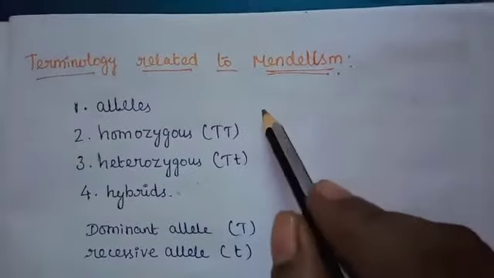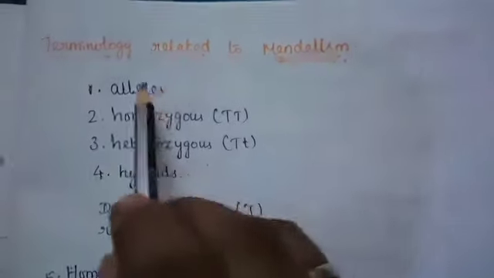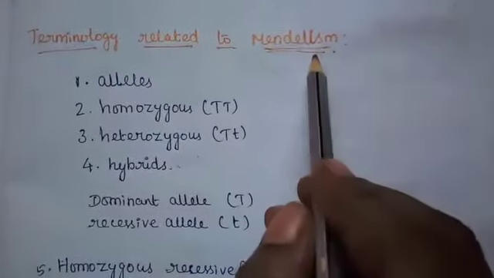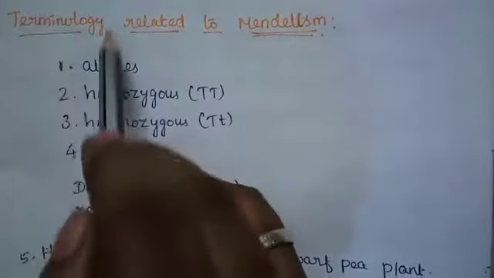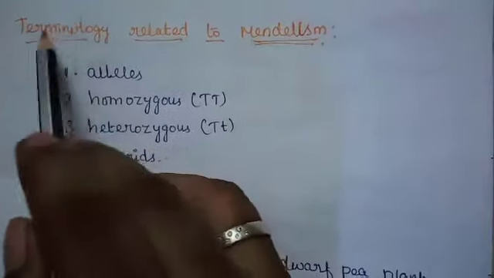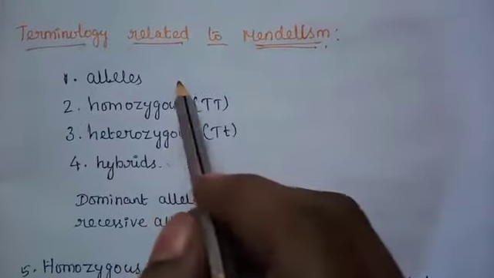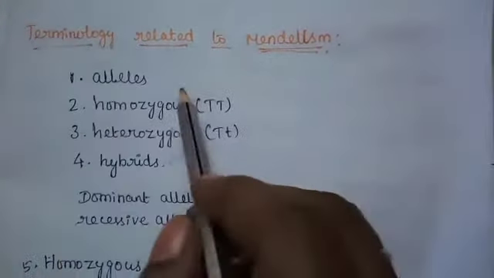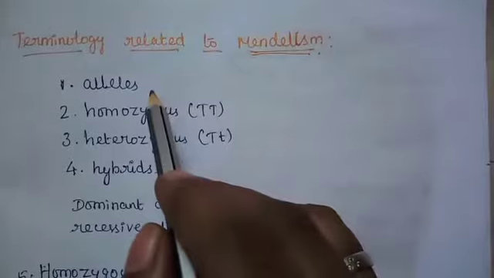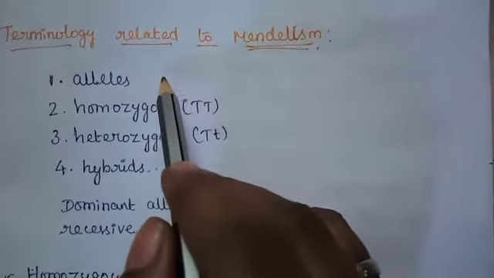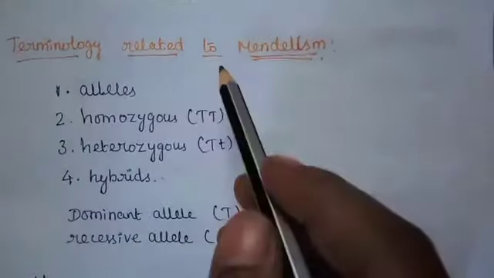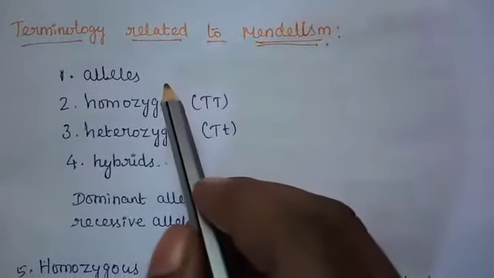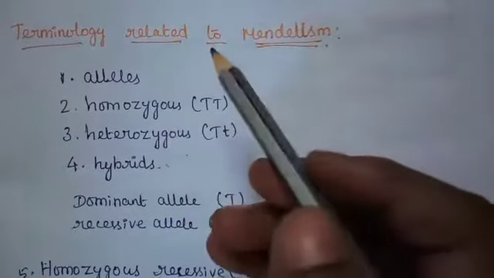Good morning, students. Next topic we are going to see terminology related to Mendelism. What is terminology? Mendel used different words in genetics, which are called terminology. First, Mendel noticed two different expressions of a trait, for example, tall and dwarf. So traits are expressed in different ways.